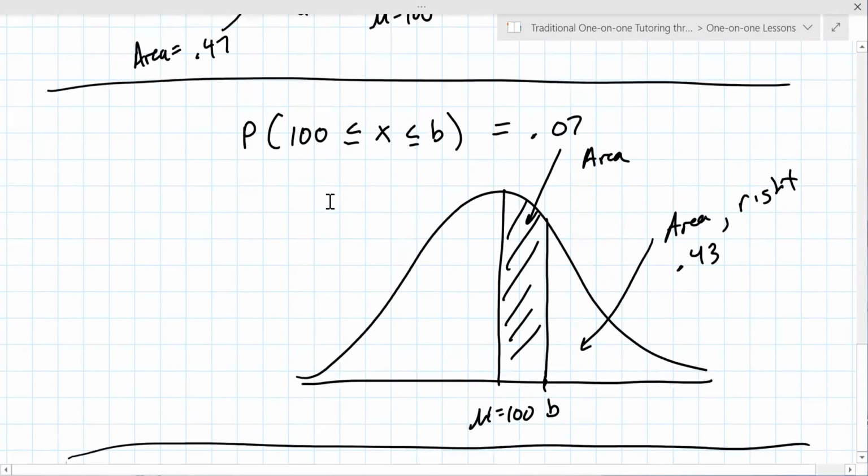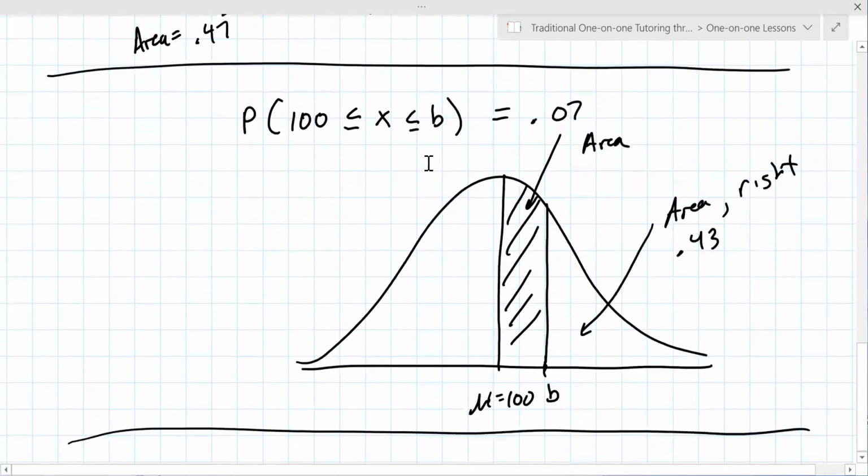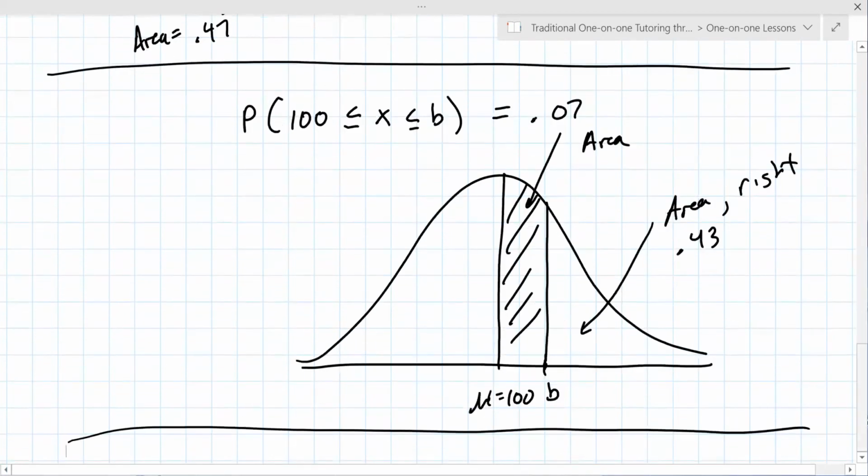There's only a couple of variations on this, but we'll just assume that this is okay. This is probably what it's going to be.